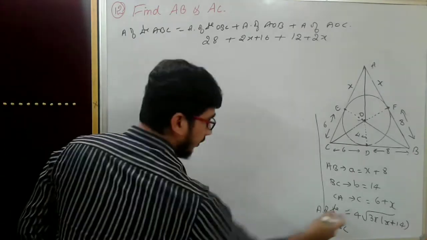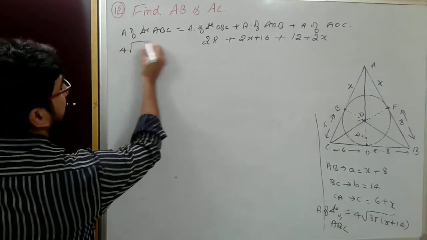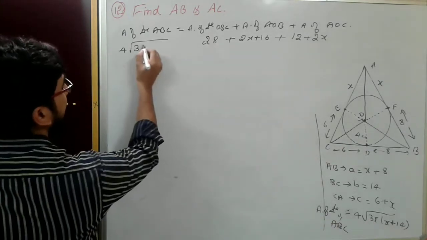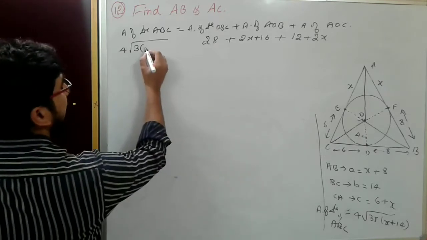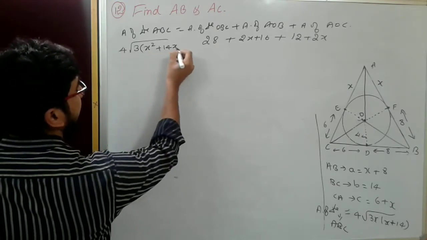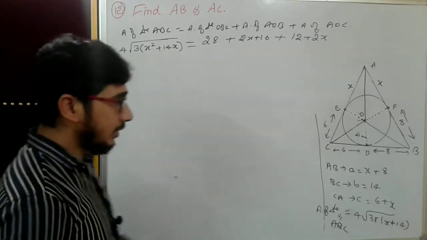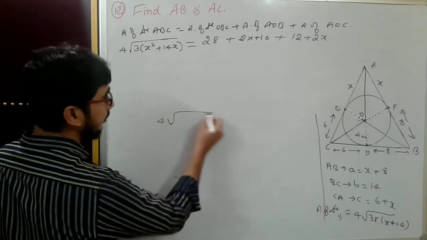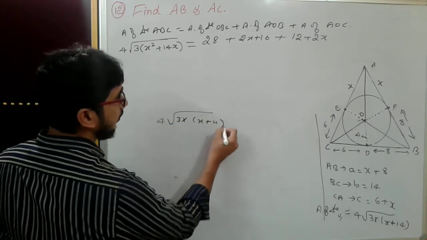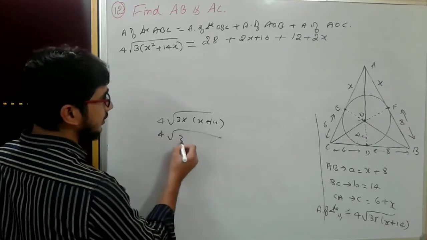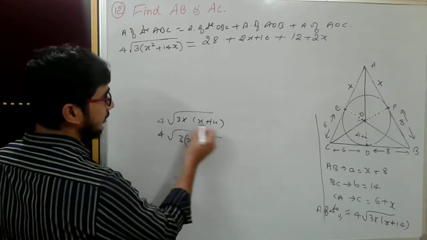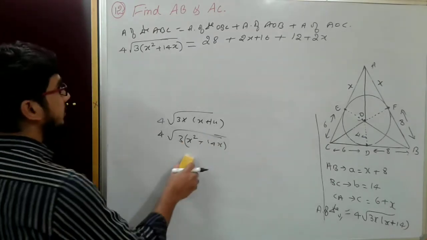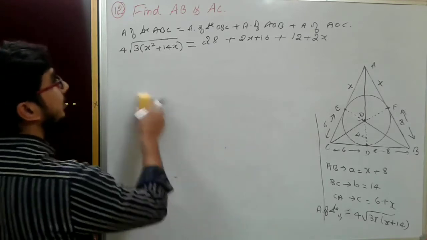Triangle ABC area, how much? 4 into root of 3 into x square plus 14x. I write the 3 separately, and multiply x into x square plus x into 14x. It comes from 4 into root of 3x times x plus 14, no? That one only: 4 into root 3 as it is, x into x square plus x into 14x I wrote. It will be easy for the further calculation. So this is the value I have written directly here. That is the area of the complete triangle.